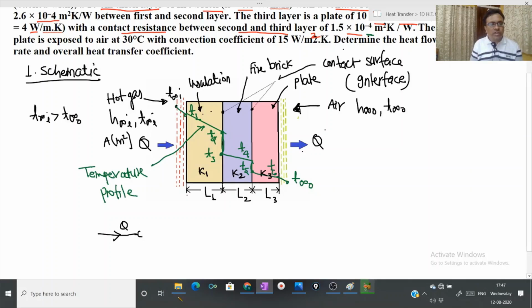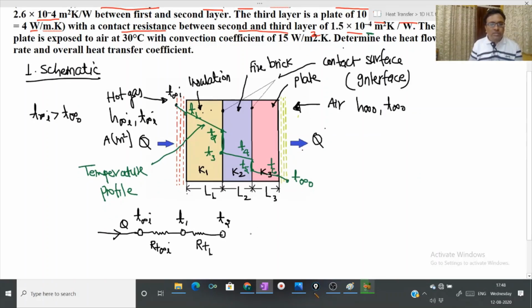The first thermal resistance will be offered by hot gas, and it will be convective thermal resistance between temperatures T infinity I and T1. Let's say it is represented by R suffix T infinity I. The second thermal resistance will be offered by insulating material between temperatures T1 and T2, represented by RT1, and it will be conductive thermal resistance.